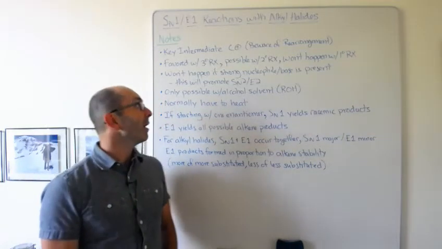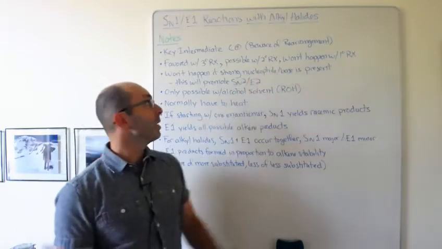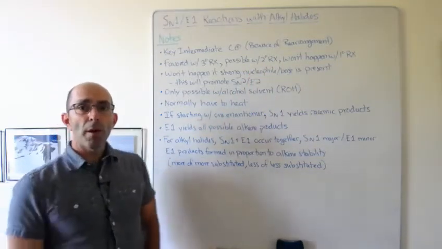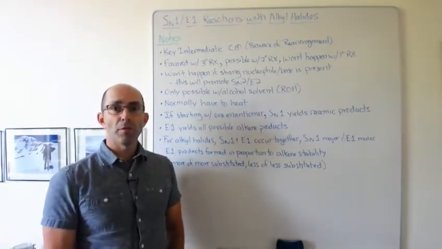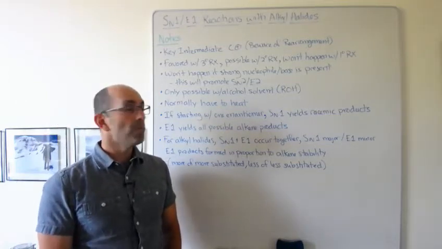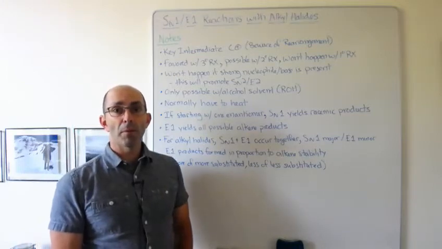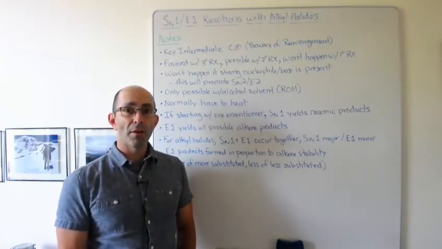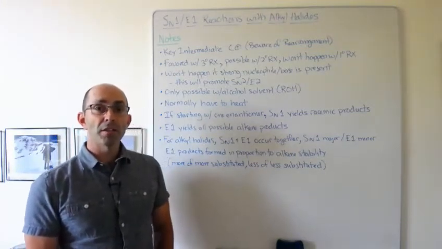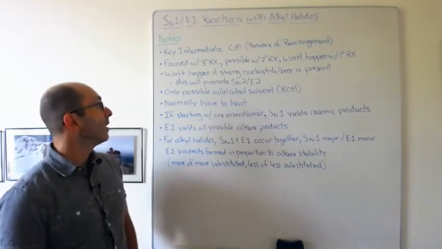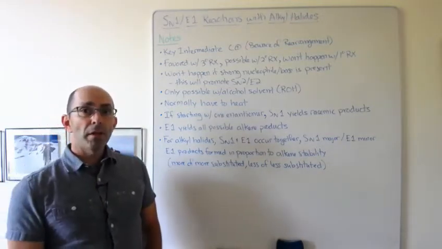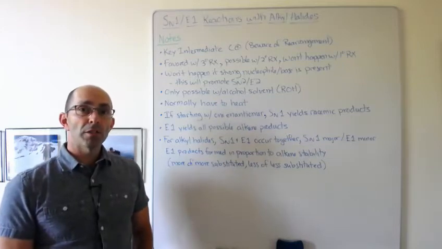We form the carbocation. We're always aware of rearrangement, right? And as we know about carbocation stability, it's going to be favored when it's a tertiary alkyl halide. It's possible with a secondary alkyl halide, and it's not going to happen with a primary alkyl halide because the carbocation is not going to be stable enough to form. It also will not happen if there's a strong nucleophile or base present.